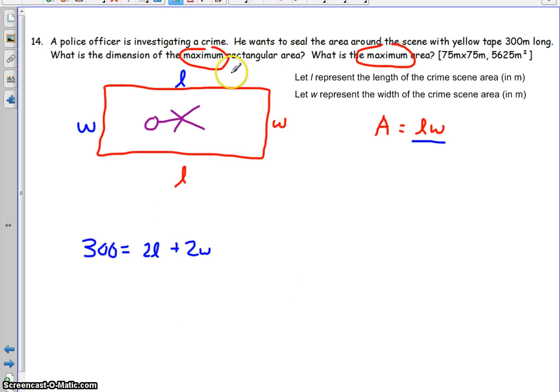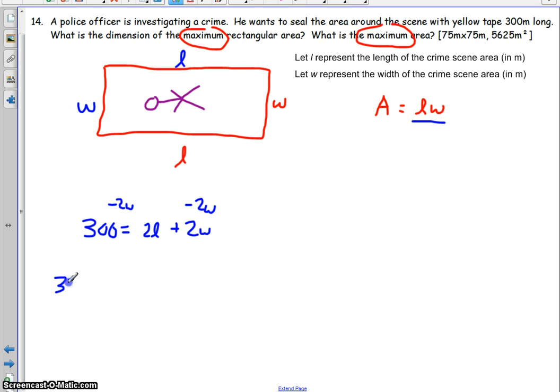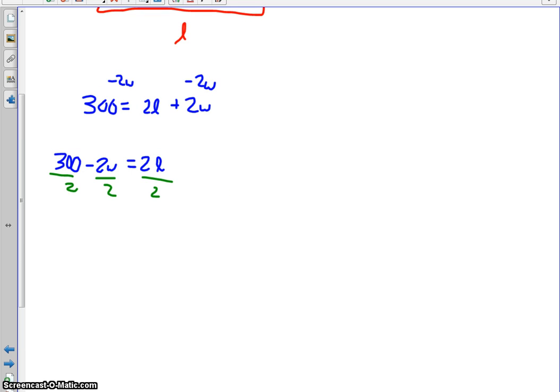So let's isolate for a variable. It doesn't matter which variable I isolate for, so let's just isolate for L. I'm going to subtract 2W from both sides of the equation, so I get 300 minus 2W is equal to 2L. All that's left is to divide everything by 2 to get L by itself. So we get 150, and 2W over 2 is just W, so 150 minus W is equal to L.